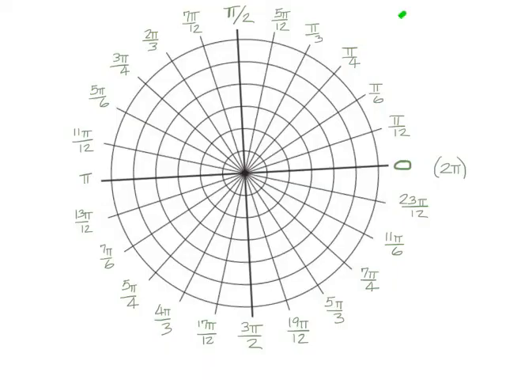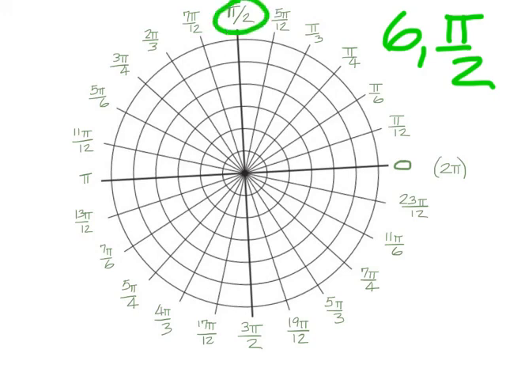Example number 5. 6 and pi over 2. Where is pi over 2? What quadrant? It's on which axis? The y-axis. Yeah, so this is pi over 2. And then this is the point here, 6.